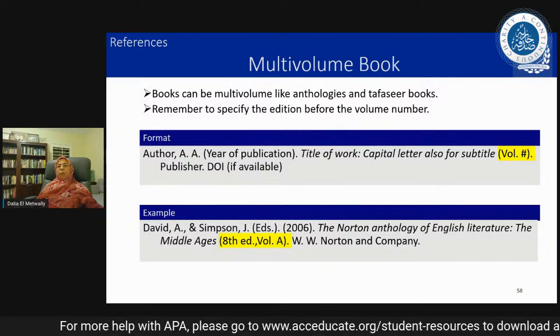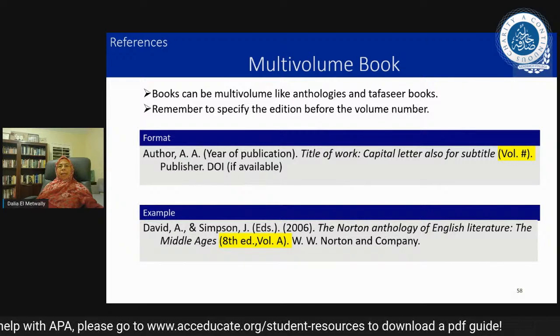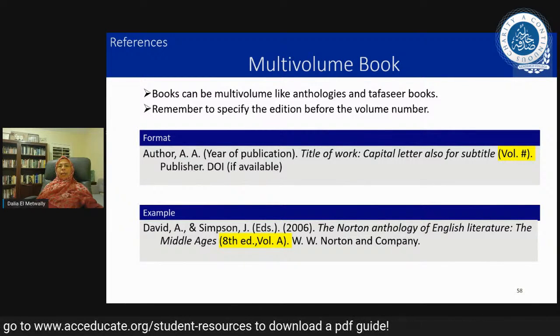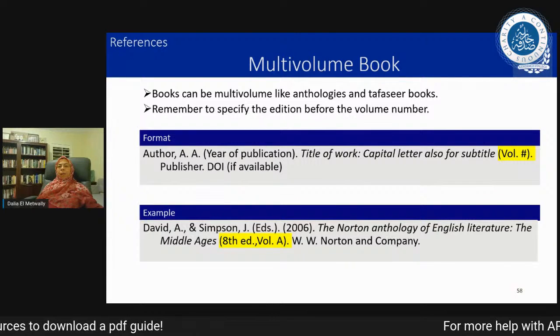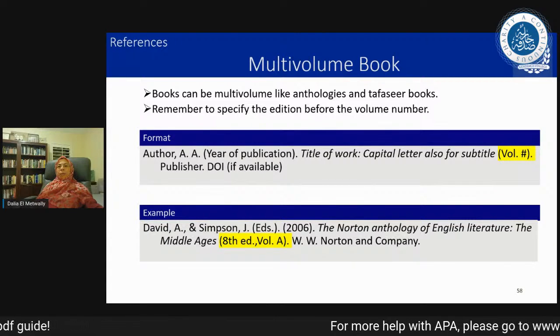Multi-volume book, we're going to write the volume number. So again, it's going to be very easy for us to look at it. We are just simply writing 8th edition, volume A, for example. That's not an anthology of English literature.